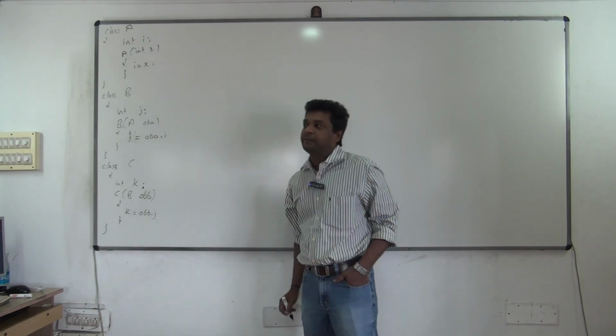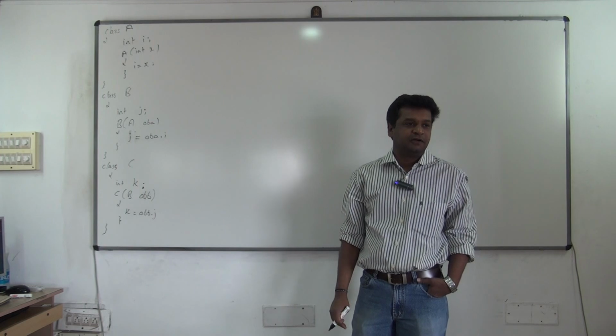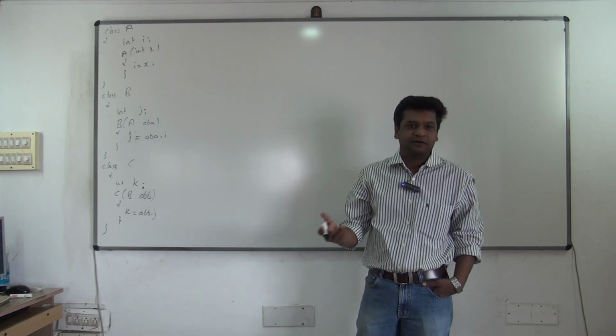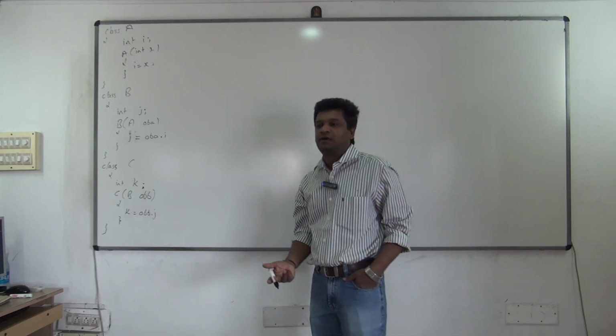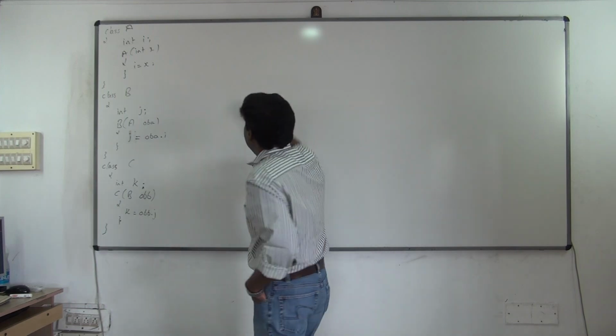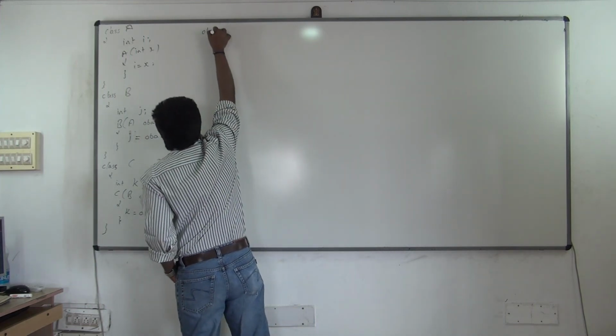My intention is very simple now. I want to create an object of C. That's it. I've got three classes now. My intention is to what? Create an object of C. But to create it, see these problems that we face.